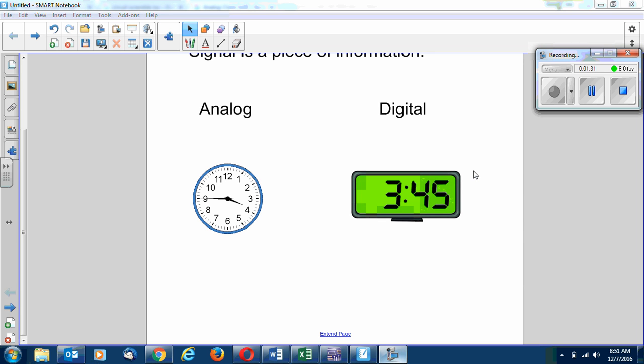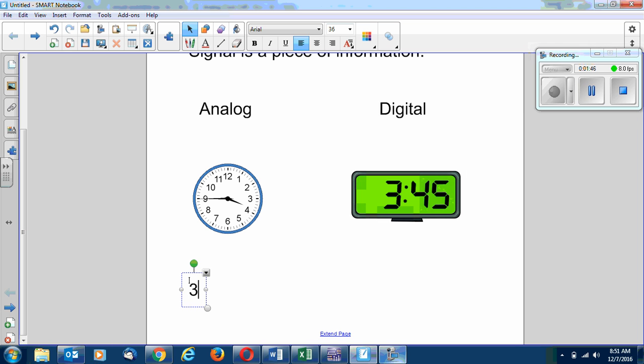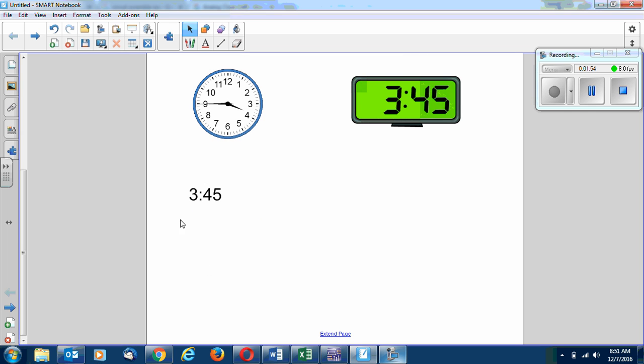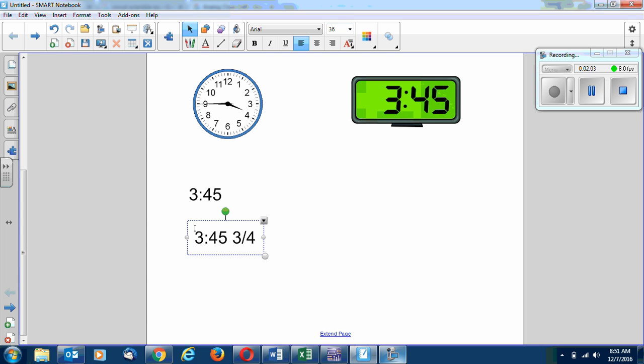So here's an example of an analog and a digital clock, and you can see that they're both showing exactly the same time, 3:45. So the main difference is really in what time you can show. They can both easily show 3:45. But what about 3:45 and 3/4 of a second? The digital clock cannot do that. And the analog clock very much can.